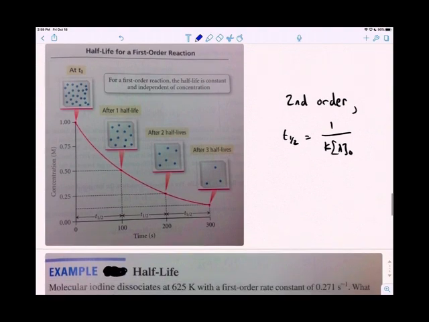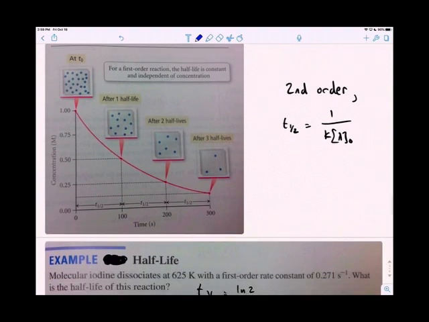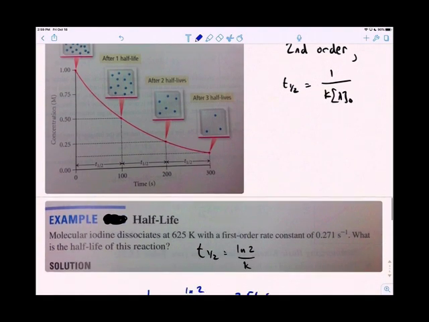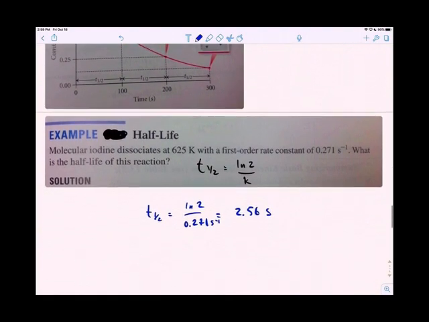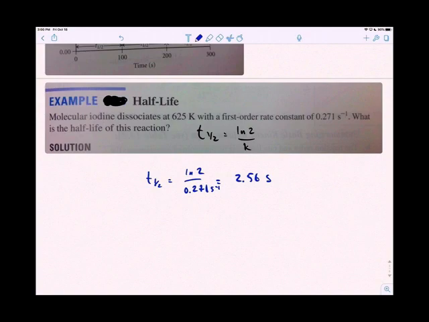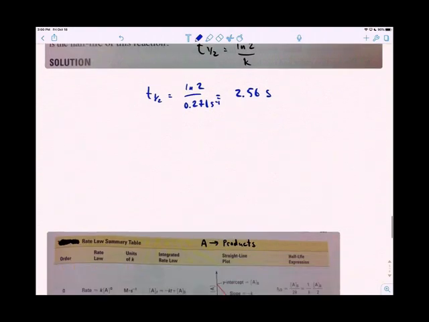In second order, the half-life is 1 over k a naught. So you'll get all these equations, of course. For instance here, molecular iodine dissociates at that temperature with a first order rate constant of 0.271. What is the half-life of this reaction? It's just the natural log of 2 over the rate constant. So the half-life is natural log of 2 over 0.271 inverse seconds. That's 2.56 seconds. So it's a very short half-life.